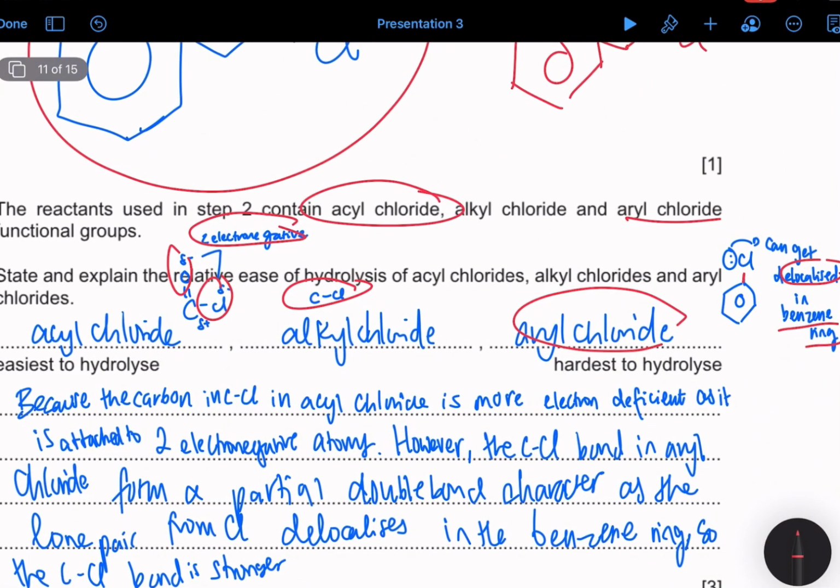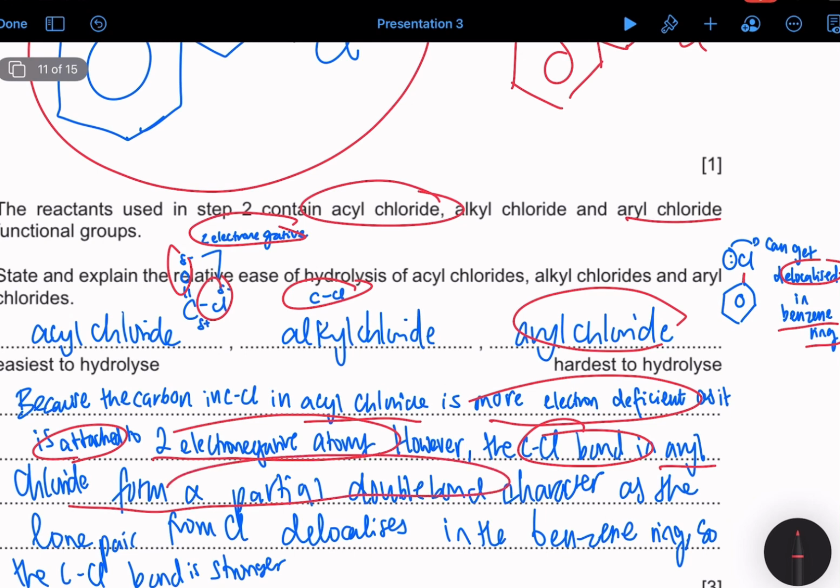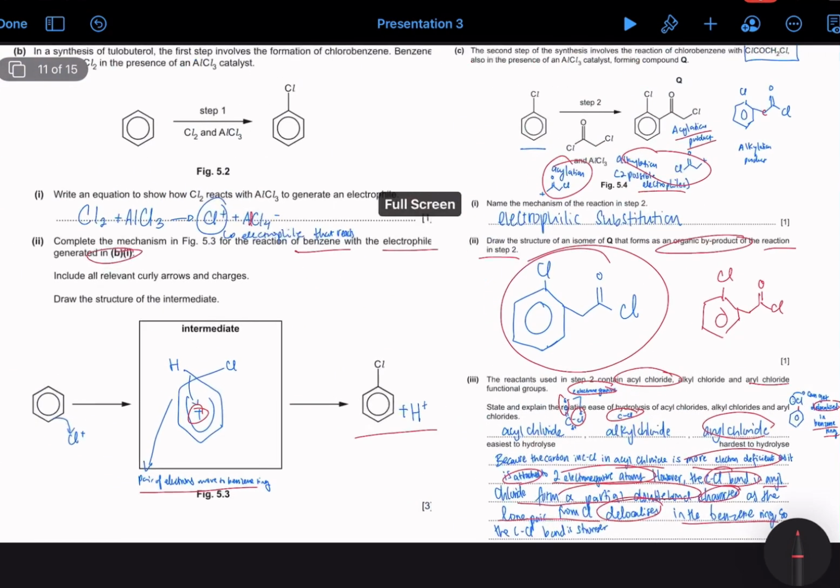Again, the answer is because the carbon in C-Cl in your acyl chloride is more electron deficient, as it is attached to 2 electronegative atoms. However, the C-Cl bond in aryl chloride has partial double bond character, as the lone pair from Cl delocalizes into the benzene ring, so the C-Cl bond is stronger.